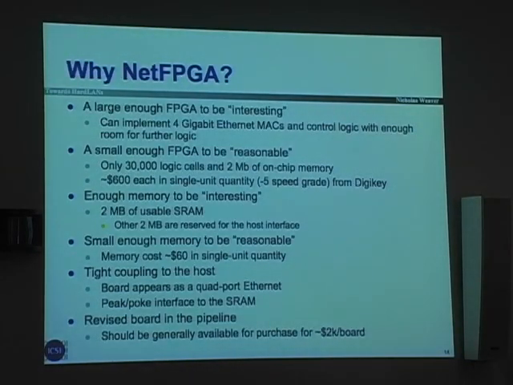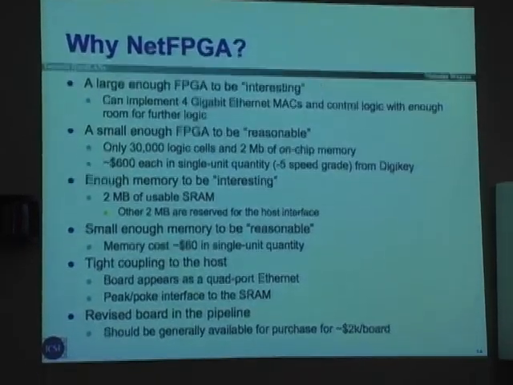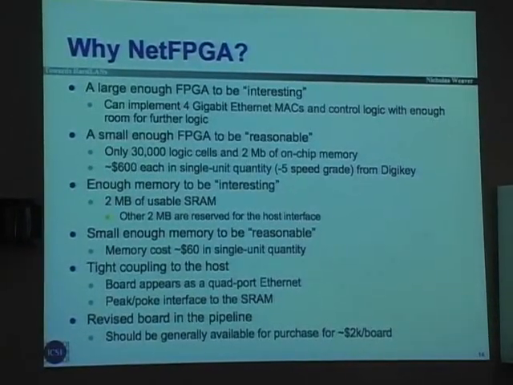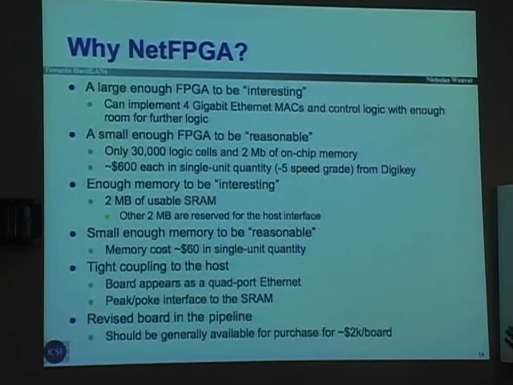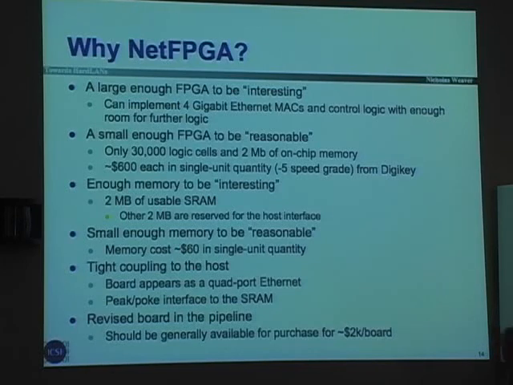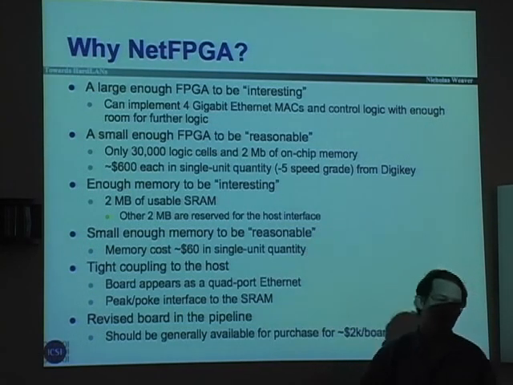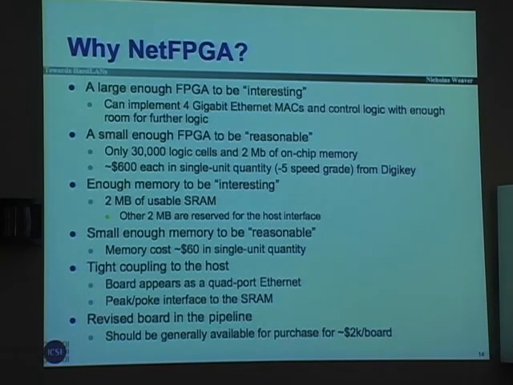So why did I use this? It's large enough to be interesting. 4 gigabit Ethernets with control logic and enough space to put in my own code. So enough logic to actually do something real, but small enough to be reasonable. It's actually 600, but I think it gets below 300 plus when you buy a lot. DigiKey is the most expensive provider for hardware, but they sell you single units, so it's really useful. It's got enough memory to be interesting, 2 megabytes of SRAM. The memory cost on the board, single unit, is 60. Again, it ends up being 30 or less when you buy a large amount.